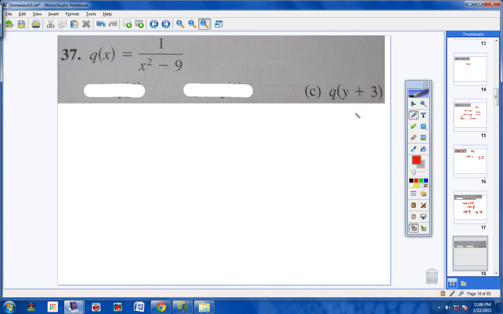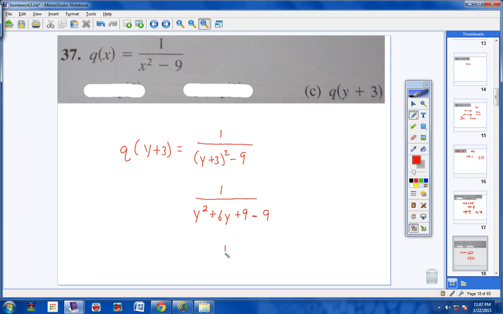We're going to substitute y plus 3 in for x, okay? So here we go. Q of y plus 3 equals 1 over x squared. So y plus 3 squared minus 9, okay? Well, next I would have this. Y plus 3 times y plus 3 is y squared, plus 6y, plus 9, and then bring down your negative 9.